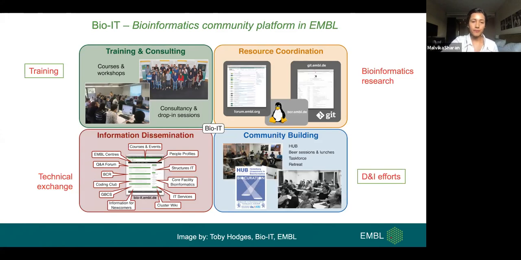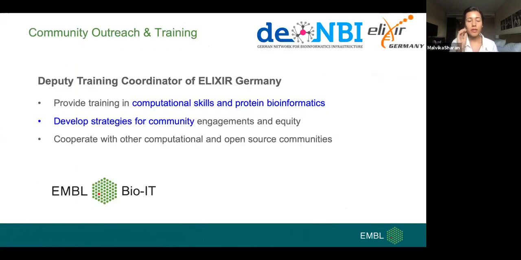and make sure that those who are not already involved in the community are coming in and working with us. I'm also a deputy training coordinator of Elixir Germany, and this gives me an opportunity to open my EMBL resources to people externally. Elixir is a training network in Europe, which aims to provide bioinformatics infrastructure and training all around Europe. Therefore, whatever course or event I'm organizing, I'm making sure that this is open for people from outside. And we're also trying to develop strategies for community engagement and equity.